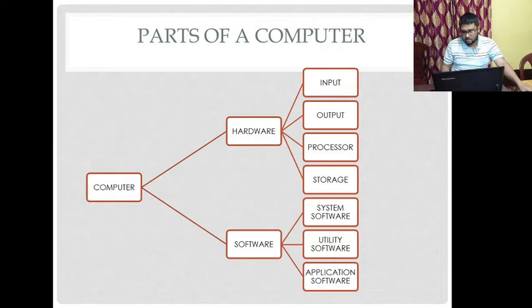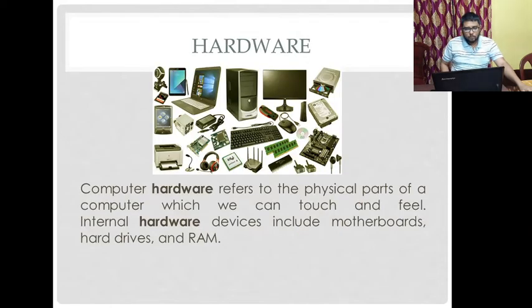So, what is basically a hardware? See, hardware is the part of the computer which we can see, which we can feel. Basically the physical part of a computer is known as the hardware. See, the definition says something like this: a computer hardware refers to the physical part of a computer which we can touch and feel.